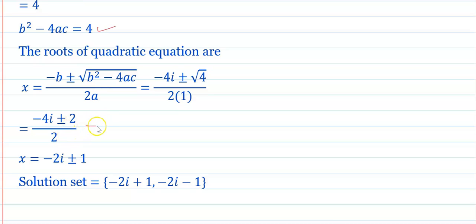Here, you can take 2 as a common. Then in bracket, minus 2i plus or minus 1. This whole divided by 2. Again, 2 gets cancelled. And hence, the roots are minus 2i plus or minus 1.